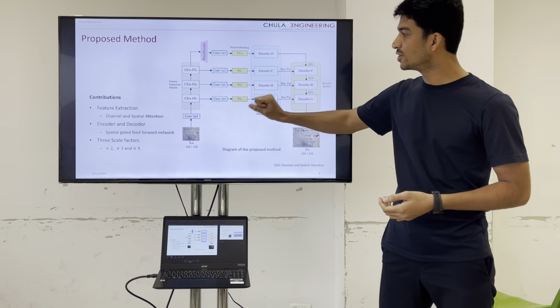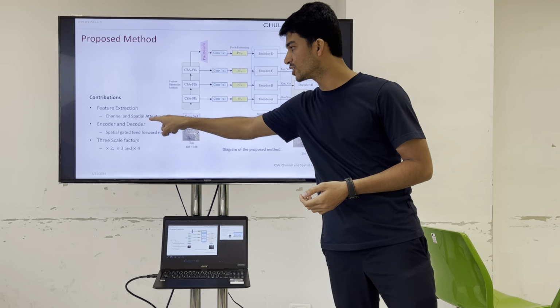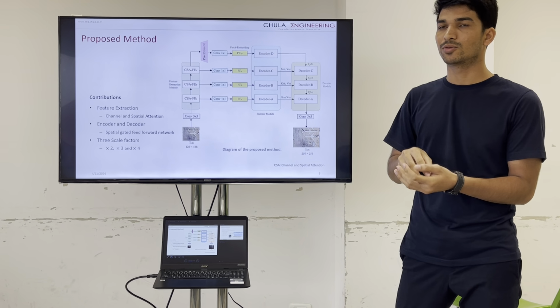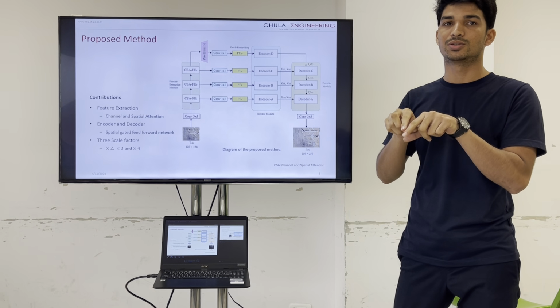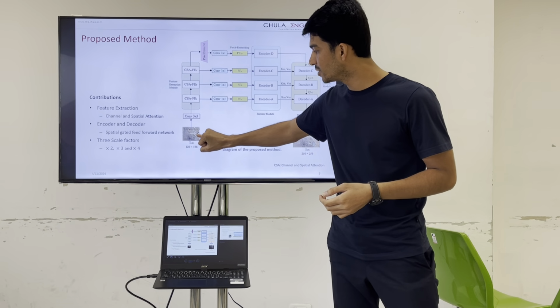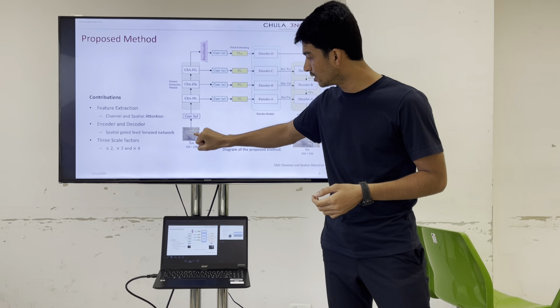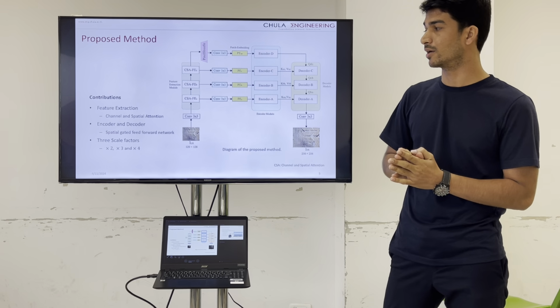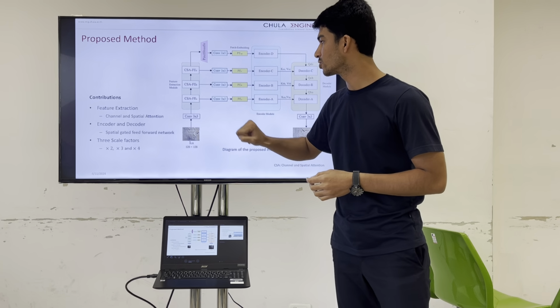So in this feature extraction module, we use channel and spatial attention. Actually, channel and spatial attention focuses on where inside the image, which part of the image is important. Like in this case, we will see that the aeroplane is important. All this background, we have nothing to do with the background. So we need to focus on that one.